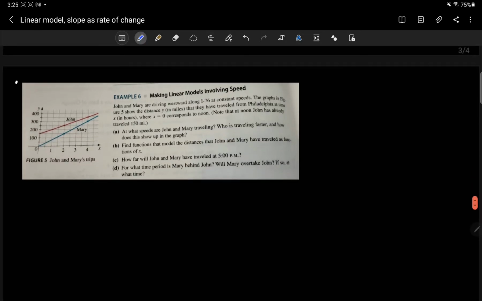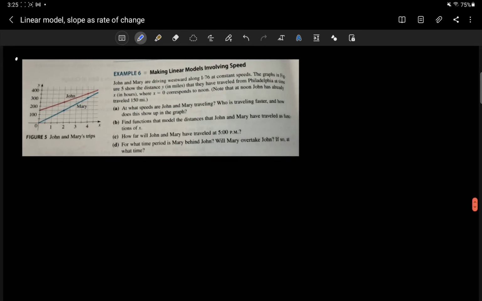In this video, we're going to look at another model which involves speed and traveling. So let's read the problem first. It says John and Mary are driving westward along I-76 at constant speeds. Constant speed just means there is no acceleration. And when you have no acceleration, if you plot your position with respect to time, it always comes out to be a straight line.